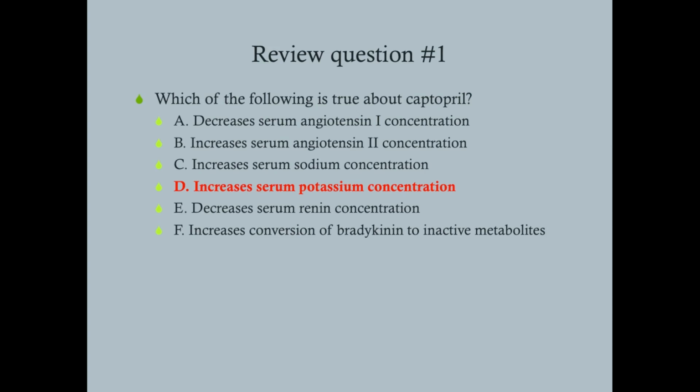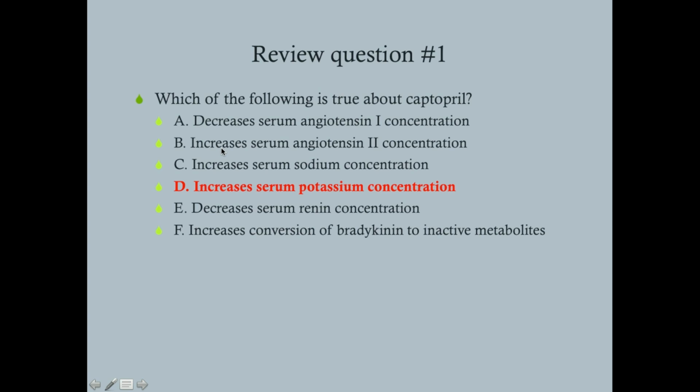So you lower blood pressure, your renin concentration is going to go up because you're mildly decreasing the perfusion to the kidneys. Your kidneys sense that it's getting less blood or that the perfusion pressure is down. So renin concentration goes up. So that eliminates E. As the renin concentration goes up, the amount of angiotensin 1 is going to go up because renin cleaves angiotensinogen and produces angiotensin 1. So the angiotensin 1 concentration is going to go up. So that eliminates A.